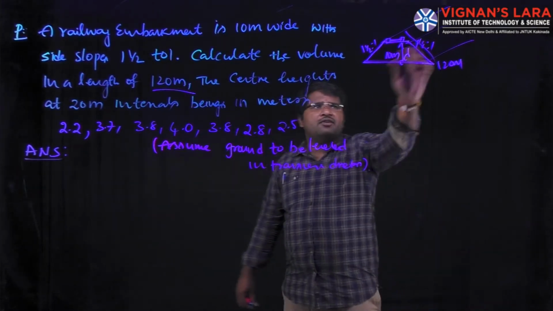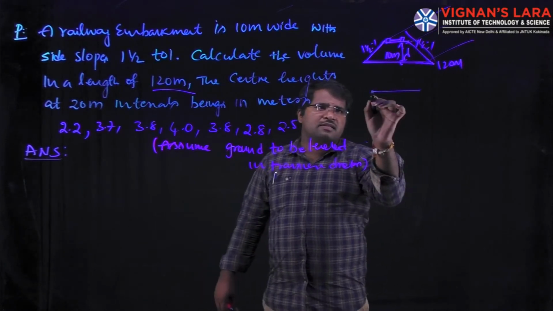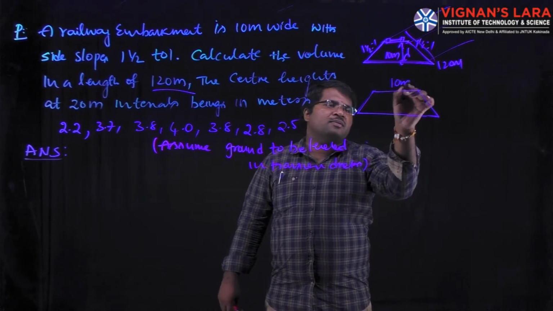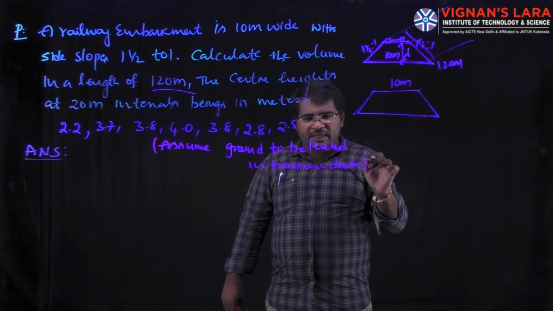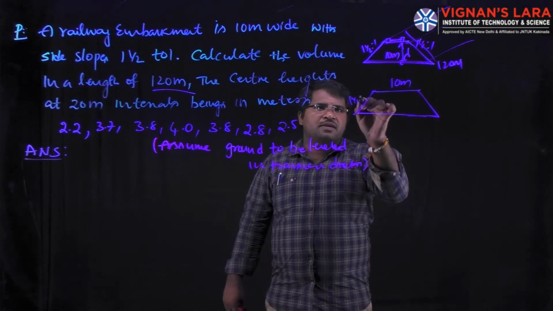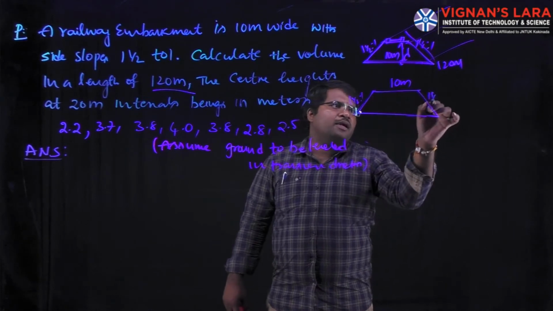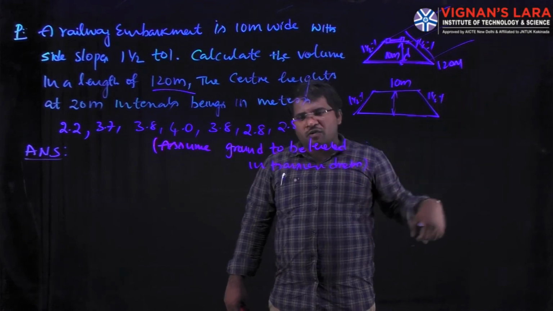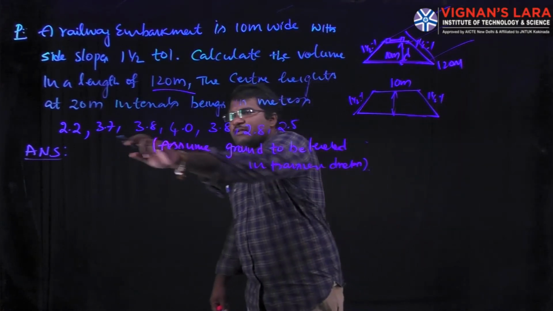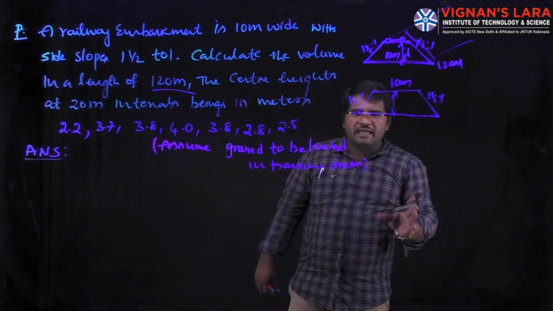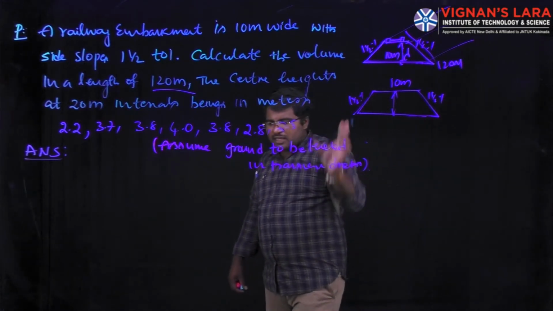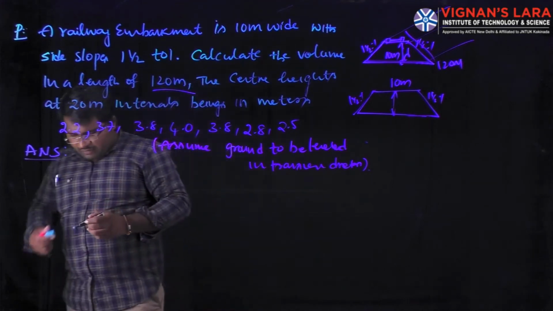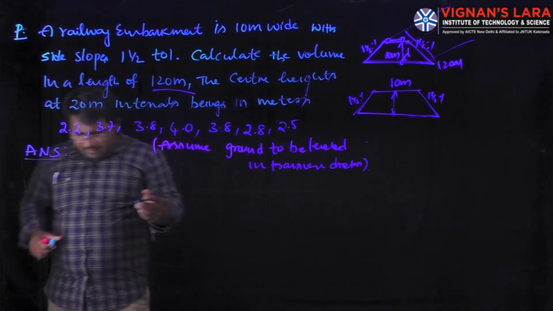Now every 20 meters, if you take this cross section, the width b is equal to 10, the side slope is given as 1.5:1, and the height is different for every 20 meters. Those different levels are given here. First we need to calculate the areas, and from the areas we calculate the volume. So let us solve this problem by finding the areas.